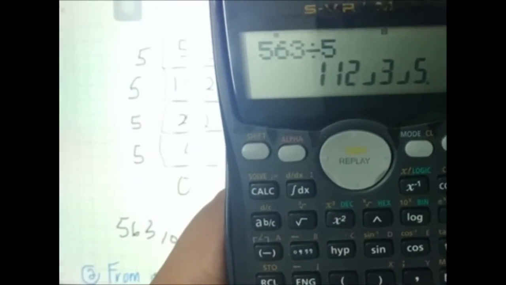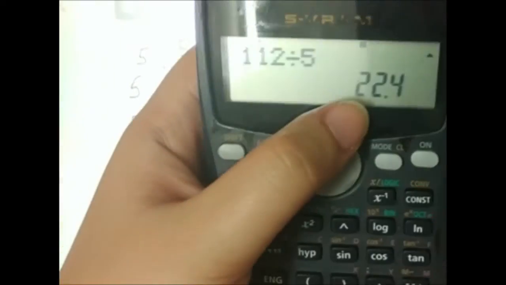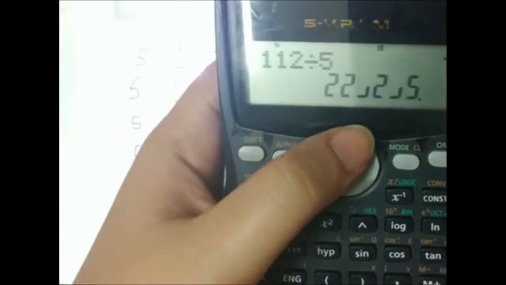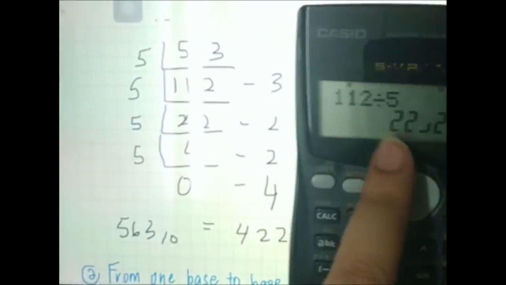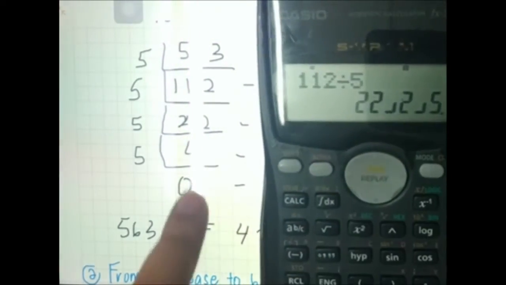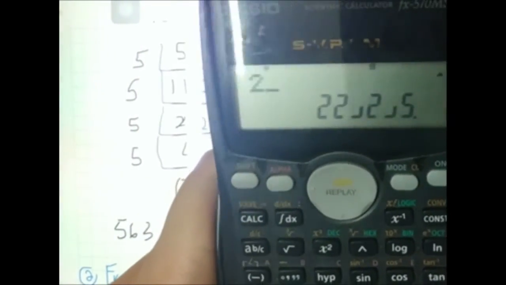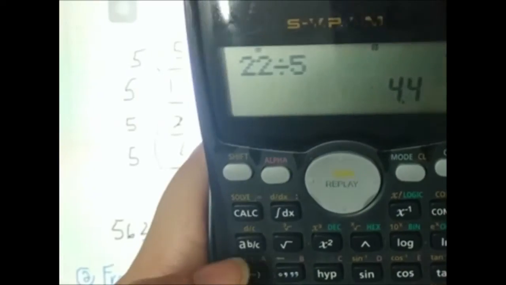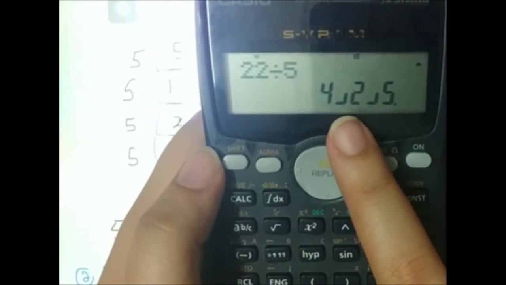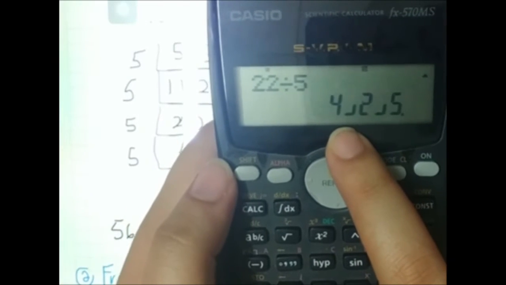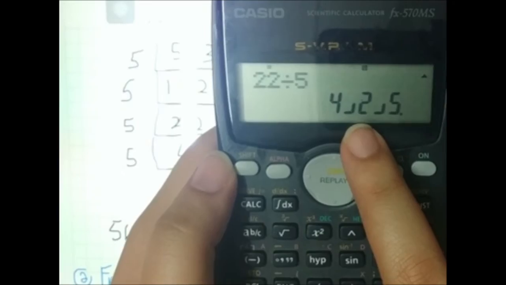So we divide it again with 5. 112 divided by 5. Okay, we get a decimal, change it. 22, write 22. The remainder is 2. So we write 2 at the side. So 22 divided by 5, we get 4, 2 over 5. So we write 4, and the only thing left, the one in the middle, is 2. So we write 2.